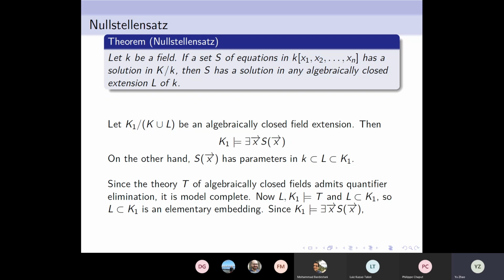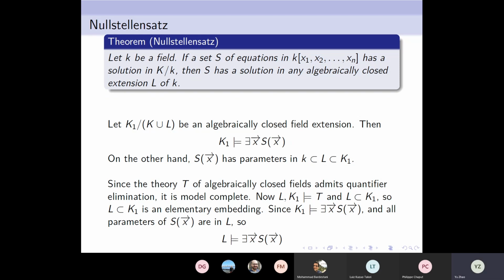Now we know K1 is a model of this sentence, and all parameters of Sx are in L. So from Tarski's test, we know this is also satisfied in L. That means we can find a solution in L.